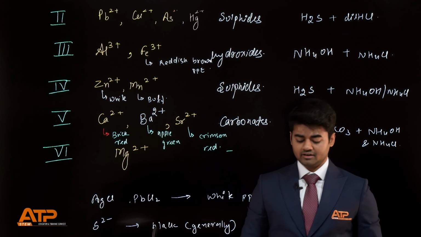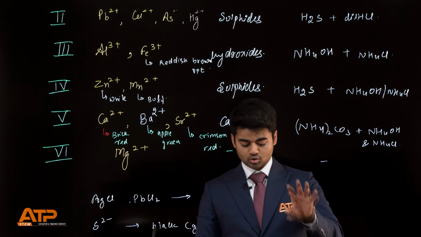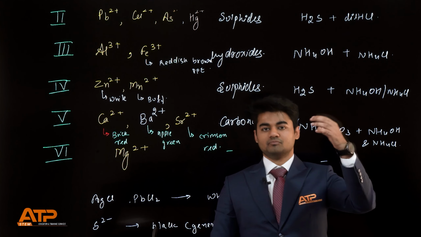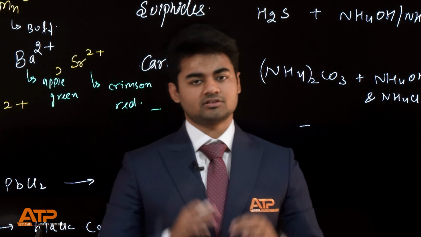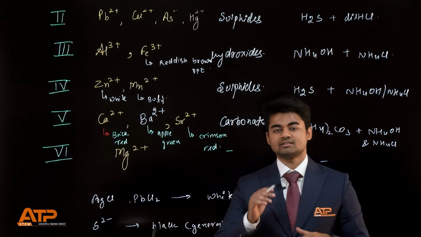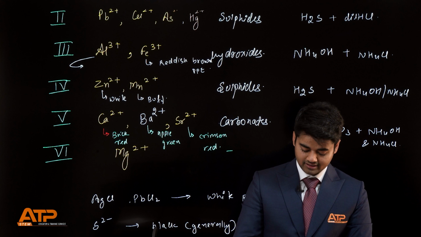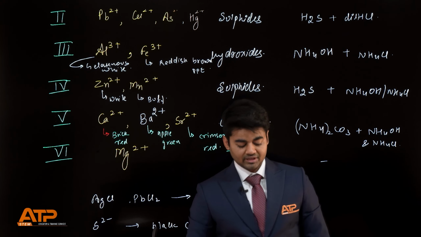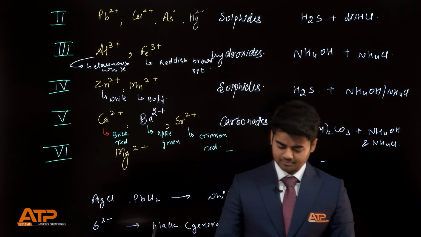For Al3+ and Fe3+, we add NH4OH as the source of OH-, such that OH- forms bonds with Al3+ and Fe3+ to form the respective precipitates Al(OH)3 and Fe(OH)3. Al(OH)3 is a gelatinous white precipitate, and you carry on with this in the blue lake test. Fe3+ generally gives a reddish brown precipitate.